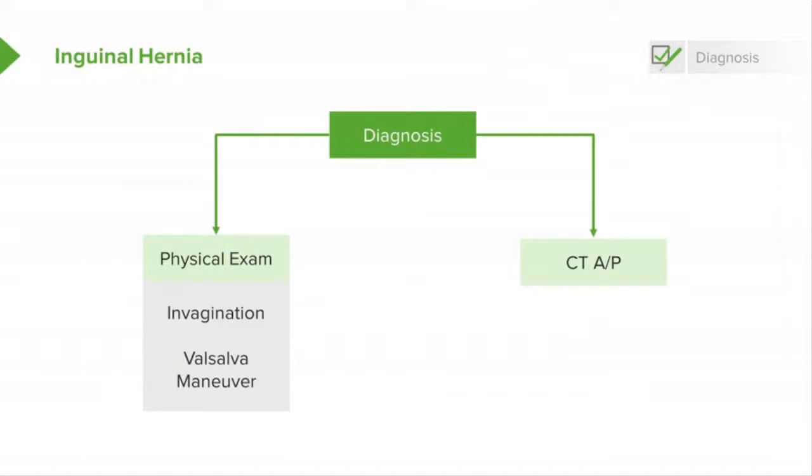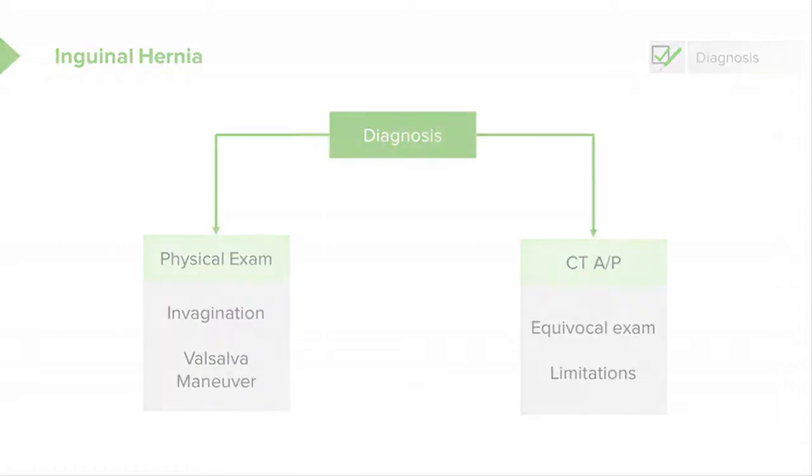If the physical examination is not so clear, sometimes you may need cross-sectional imaging like a CAT scan of the abdomen and pelvis. This is particularly true when it's an equivocal exam or there are limitations to your examination, whether the patient can't tolerate it or they're too morbidly obese that your exam can't be trustworthy.